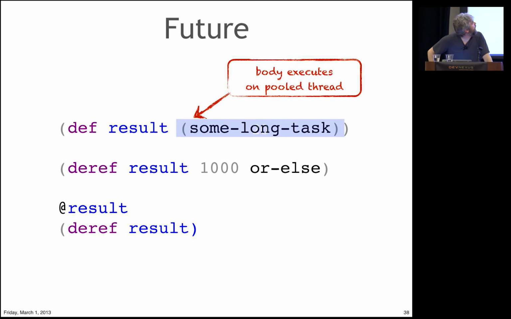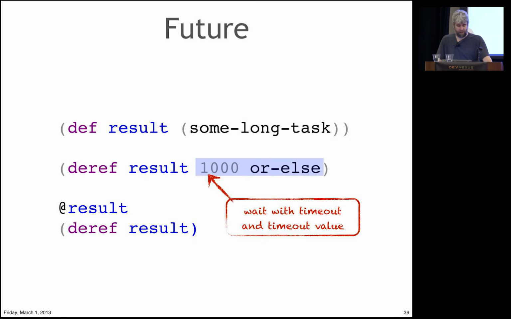This work is going to execute on a pooled thread. The difference with these pending references is that because they might not have a value when you first get them, you can wait on them. So you can say, I want to get me back this result. I'm willing to wait 1,000 milliseconds. And if that doesn't happen, if it's not ready by then, give me back whatever the else argument refers to instead.